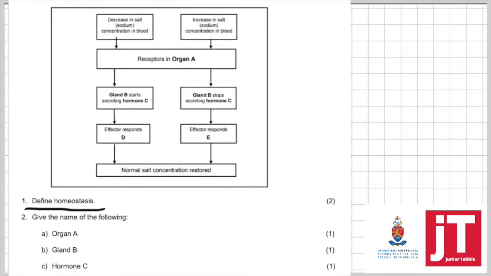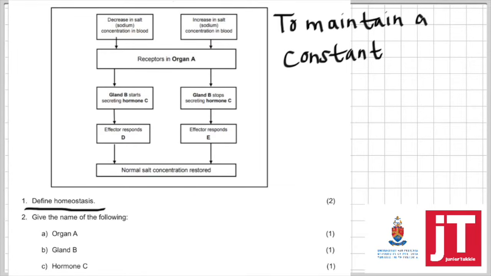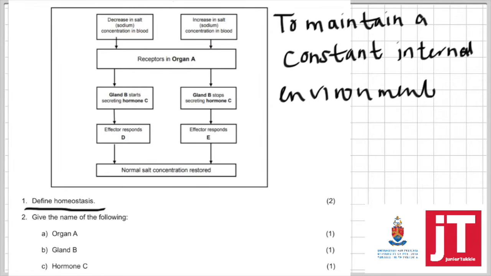1.1 asks to define homeostasis. And homeostasis, this is now content you must know. And this is a question that comes out all the time in grade 11 and in grade 12. So homeostasis means to maintain a constant internal environment. And that is your answer, you must know.